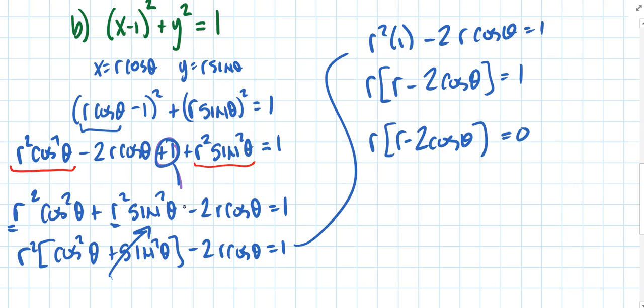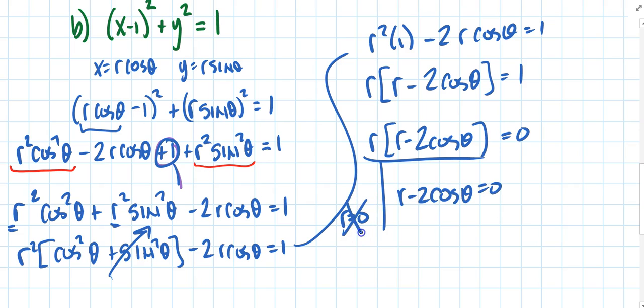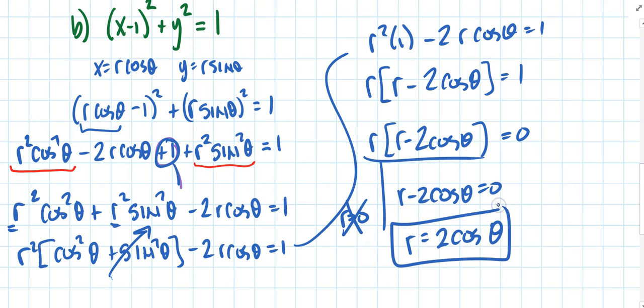Now we're at a really good point, because check it out. I can use the zero product property. Either r is going to equal 0, or r minus 2 cosine theta is going to equal 0. Well, r equals 0 just means that the radius is equal to 0, so nothing is happening over there. Or this tells me that r is equal to 2 cosine theta, and that's what we're looking for.